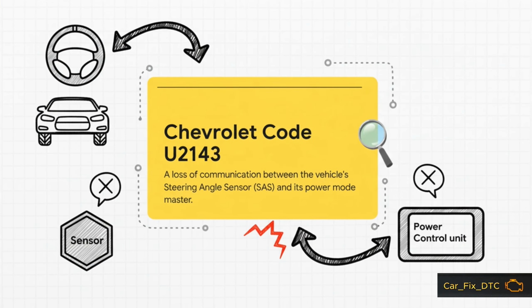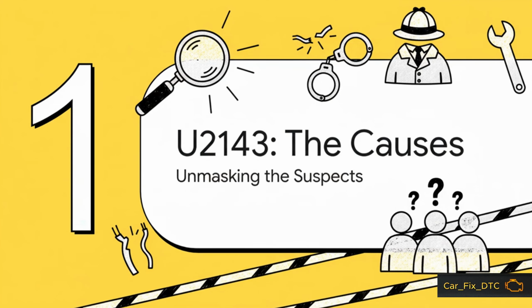Okay, so what does U2143 actually mean? Let's break it down. In the simplest terms, it's a communication breakdown. You've got this sensor, the steering angle sensor, or SAS, that's constantly telling your car's main computer how you're steering. Well, with this error, that sensor has basically stopped talking to the main power controller. It's like two critical members of a team giving each other the silent treatment, and the whole operation just grinds to a halt. This is a big deal, because that sensor is a vital part of your car's stability control system.